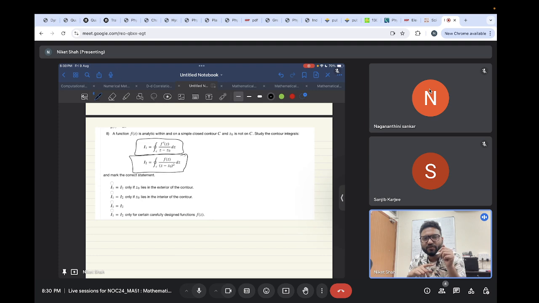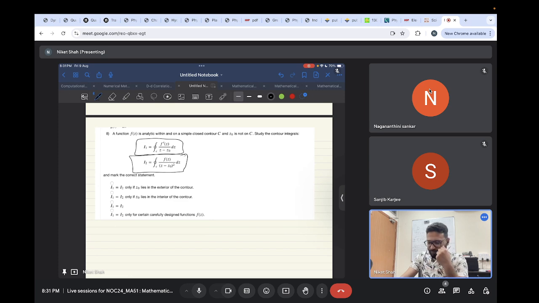But what they're saying is z0 is not on C. So now study these two contour integrals, and mark the correct statements. What they're asking is whether I1 and I2 are going to be the same if z0 is outside the contour, whether they are the same if z0 is inside the contour, whether they are the same generally, or whether they are the same only for certain very specific functions. So we are supposed to find out the nature of I1 and I2, whether they are the same or not.